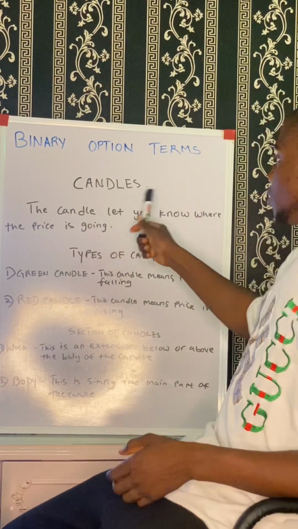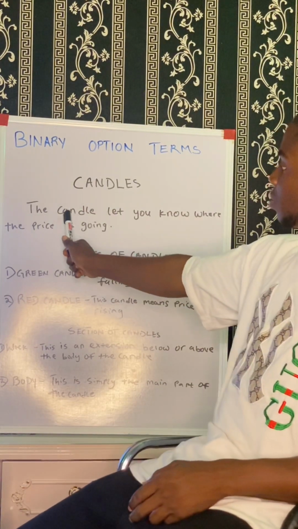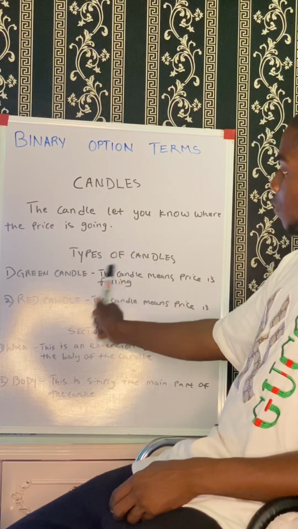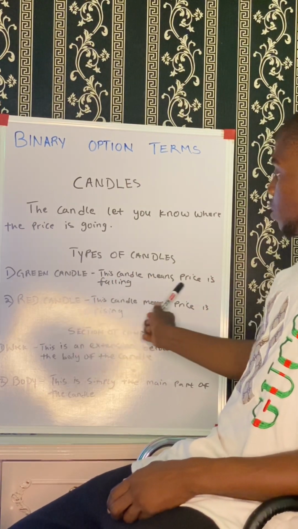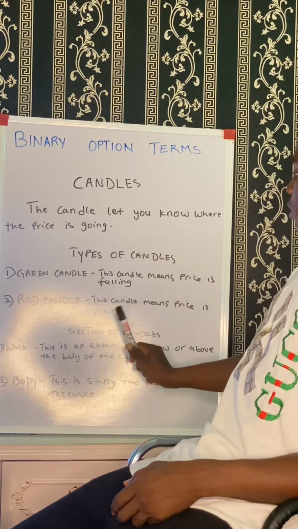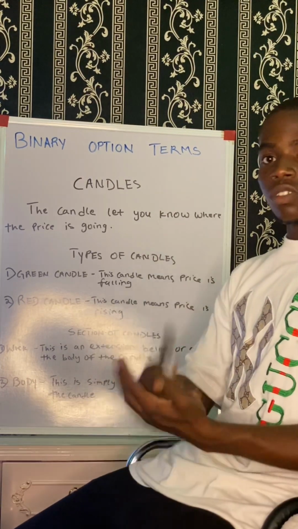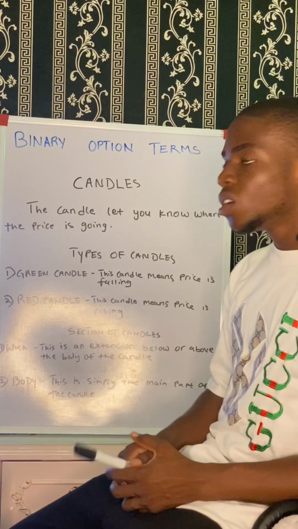That's it. As you can see here, these are the notes. Candle, let's know where the price is going. Type of candle, the green candle, red candle. Here are the definition, and here is the section of the candle. You need to take a note down. Here are the notes. So let's go, guys.